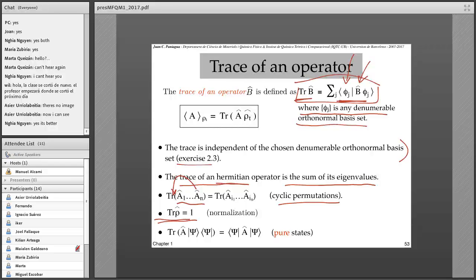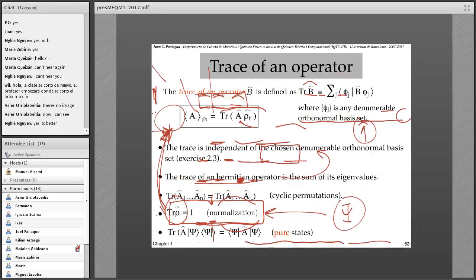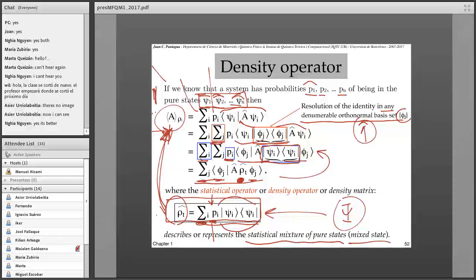And finally, if you calculate the trace of this particular state, that means, in fact, this is the density operator of a pure state. Because if we go back to the definition, if we have probability one for some given state, say psi one, and zero for all the others, then our state is in fact pure, it is psi one. And so pure states can also be identified with a statistical operator, which is the projector over the corresponding ket.